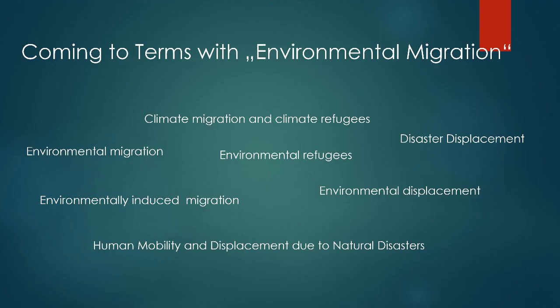I guess most scholars would locate themselves somewhere in the middle, but still, this is the width of the field, so to say. These are just a couple of suggestions of how to label this topic, the subject. I will not go through them, but these are terms that come up every now and then, a more or less random selection. So the question is, what is environmental migration and what can history contribute to the current debate?